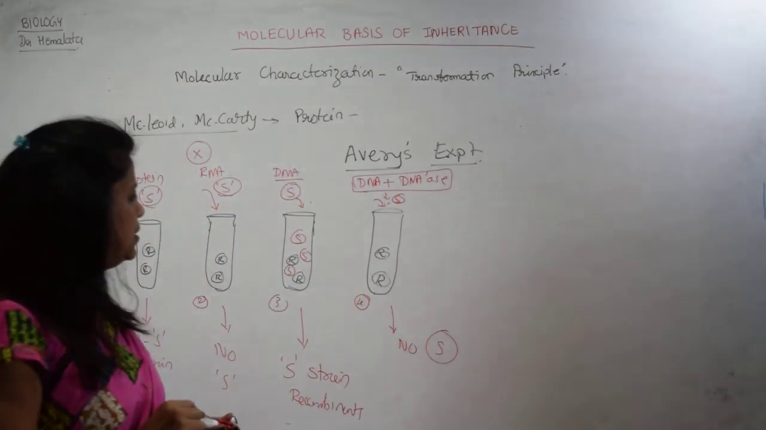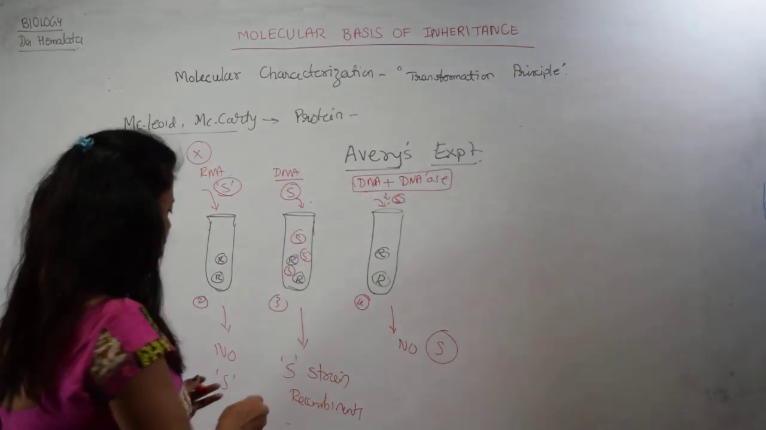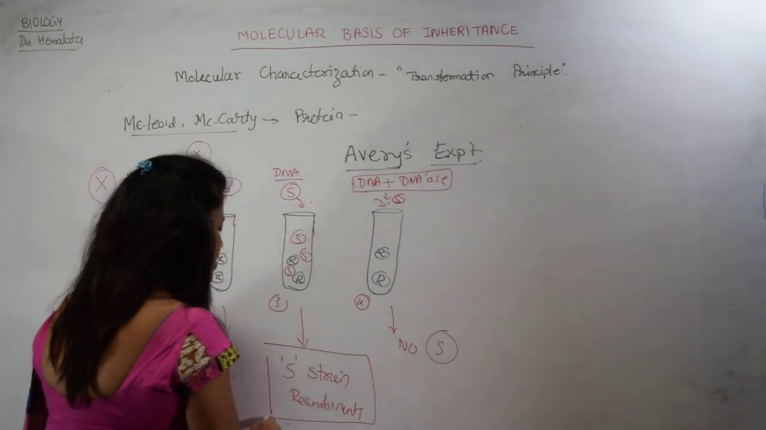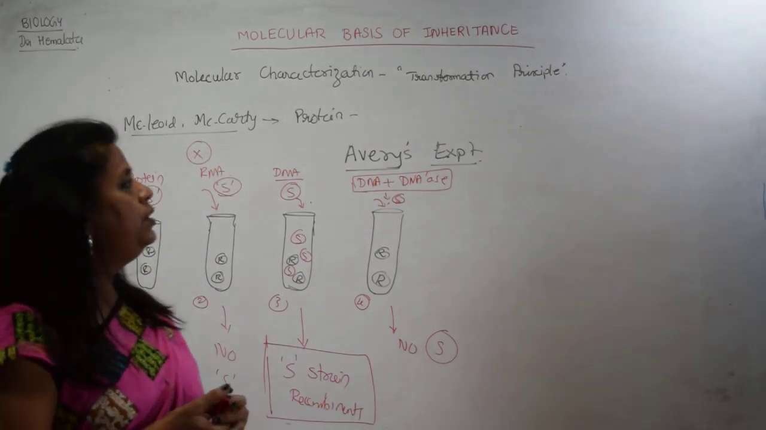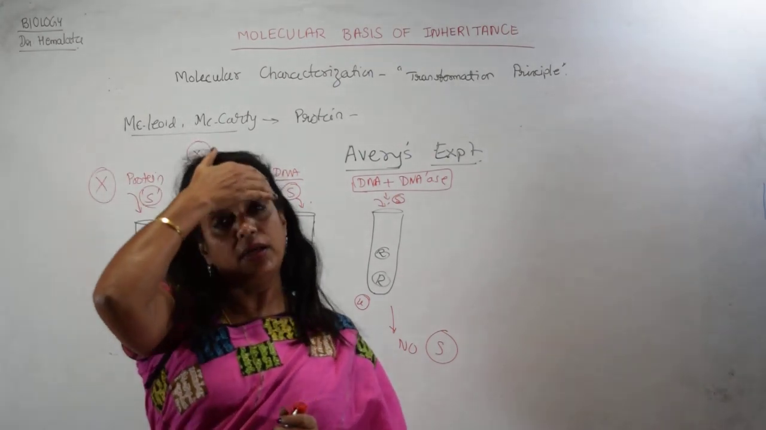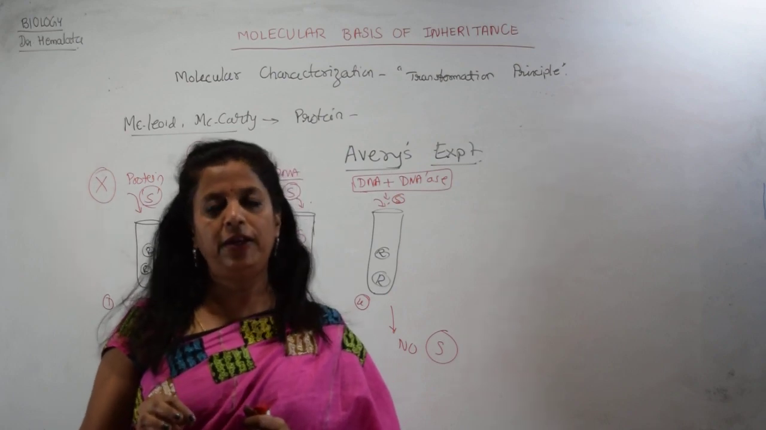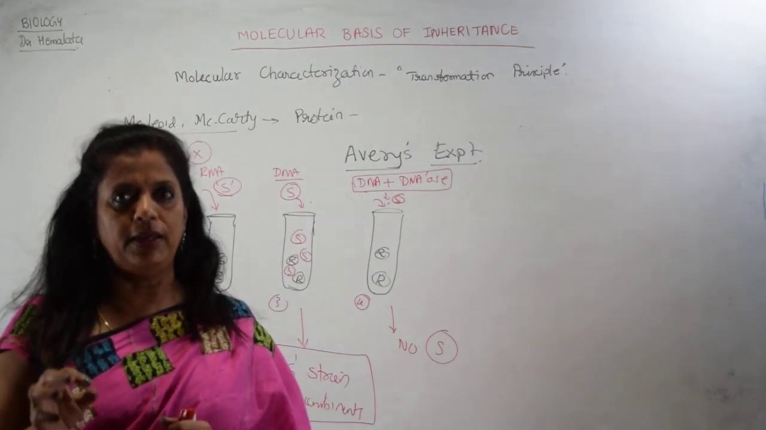What do you mean by this? Only if the DNA is intact will it produce S strains. Otherwise, no S strains are formed. This means the genetic transfer, or the transformation principle that Griffith explained, was nothing but the DNA.